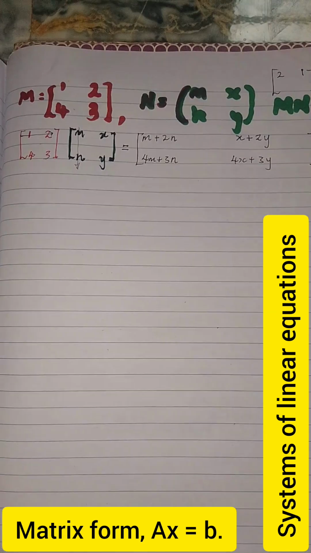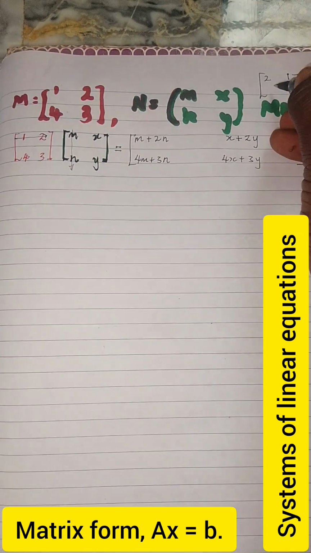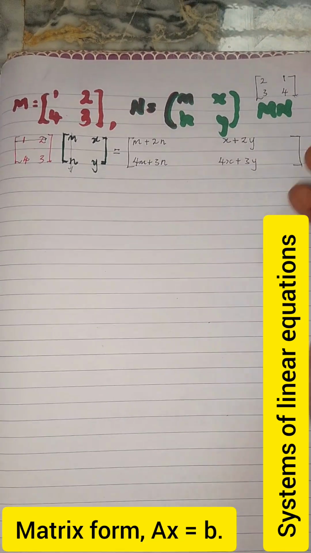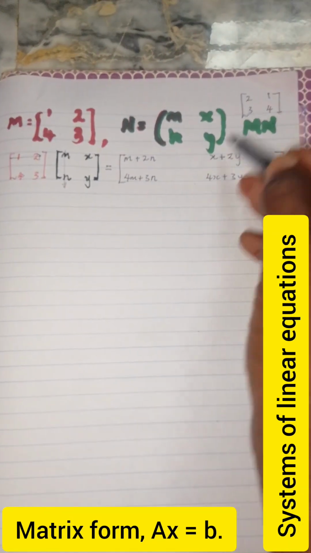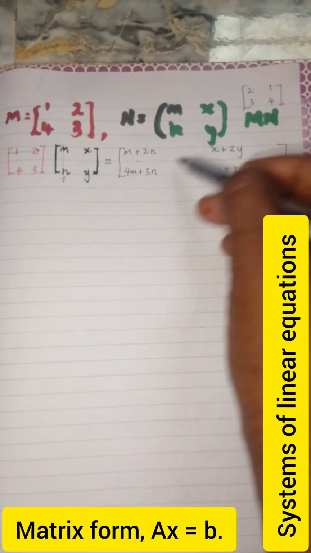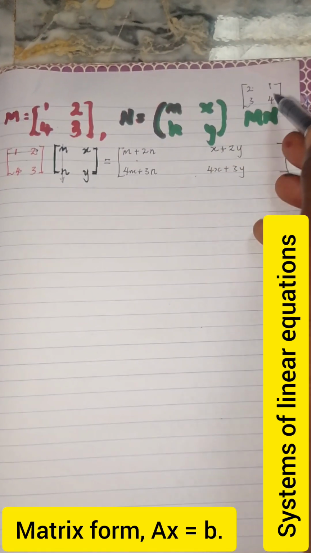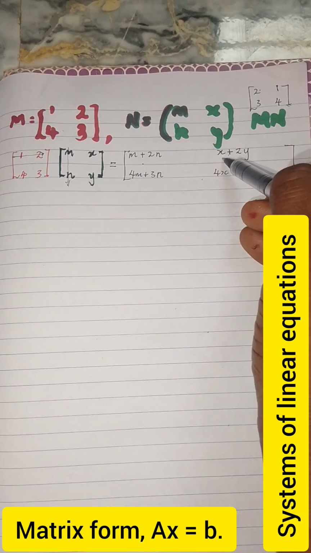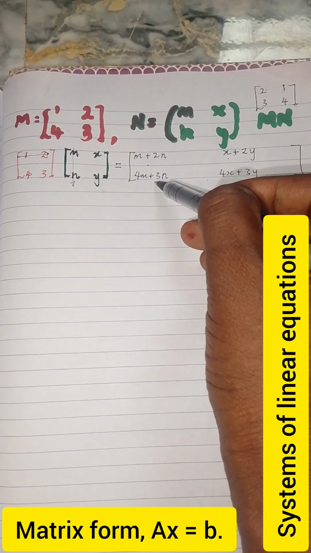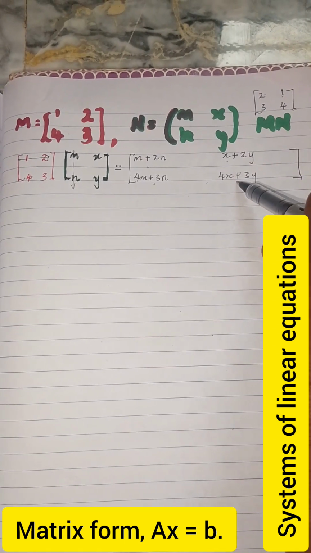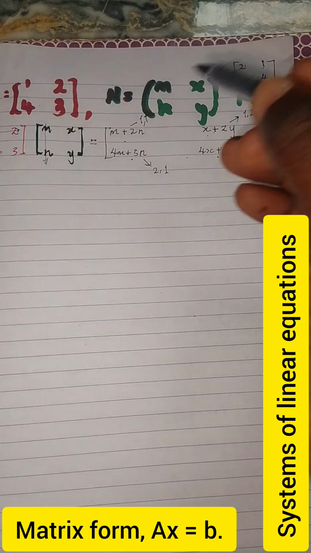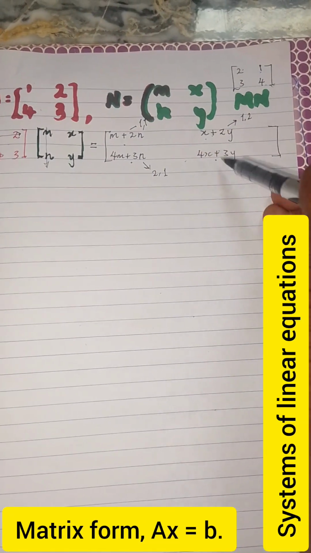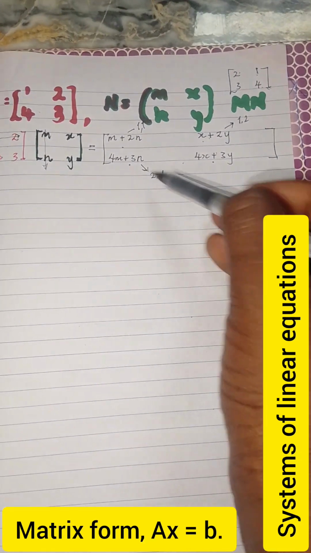Since we are given the value of MN to be these elements, the matrix 2, 1, 3, 4, all you do is you equate all of this to this. So this will be equal to this, this equal to this, and this equal to this. I repeat, this goes with this first one. The second one goes to this second one. This is row 1, column 1, row 1, column 2, row 2, column 1, row 2, column 2.